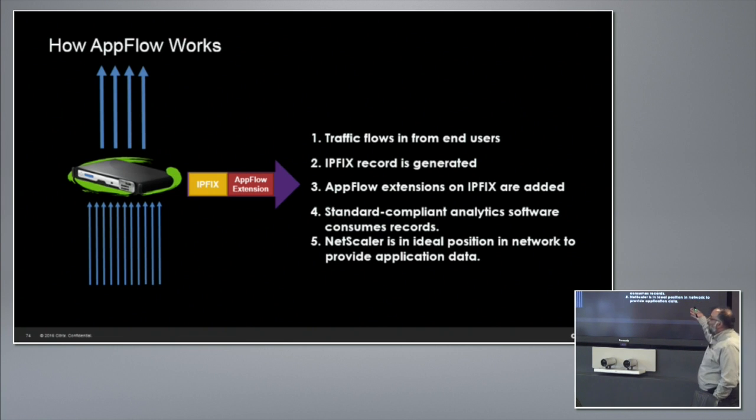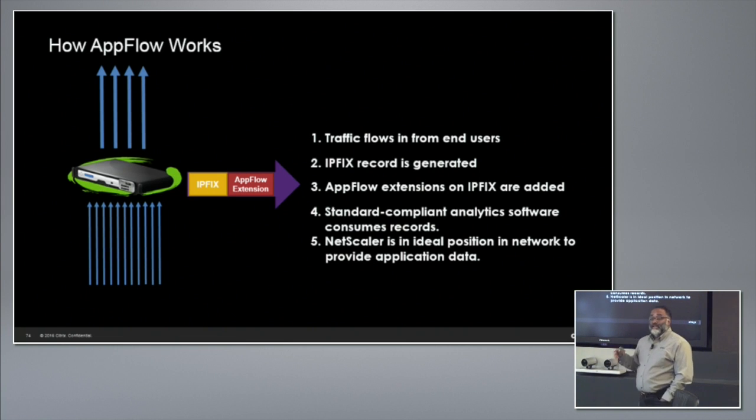So the idea is that you've got all these devices out there that are collecting NetFlow data from your network devices, layer 3, layer 4. There should be more useful information coming from them. And the NetScaler is seeing all this information, so why don't we generate these AppFlow records?